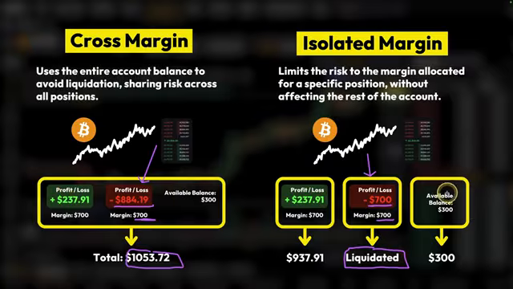And again, of course, the available balance, there's no risk to that anyways. This will always stay the same and is completely separate to the different trades that we might have open.